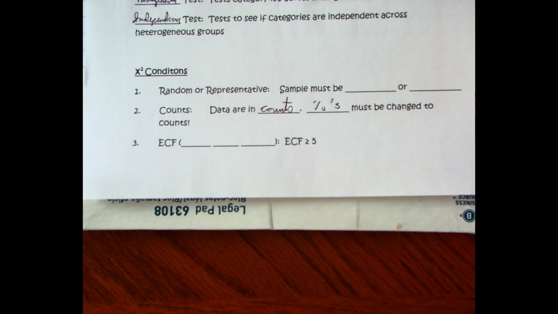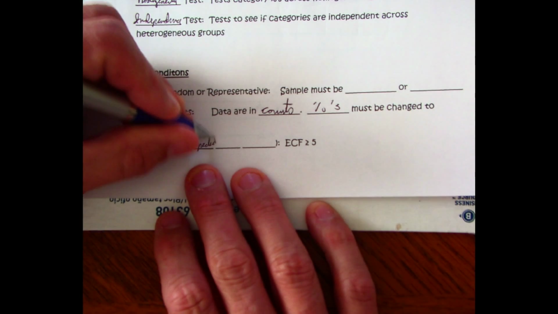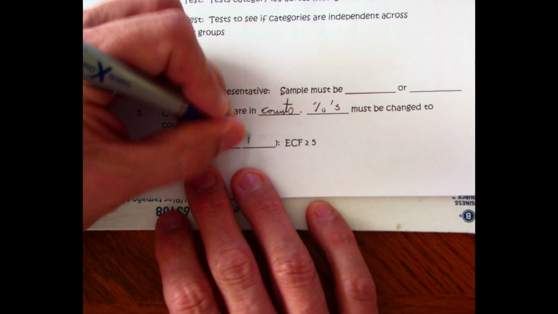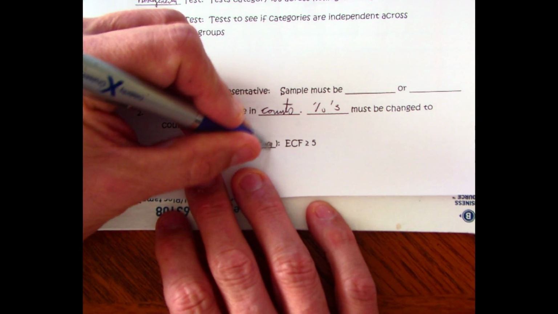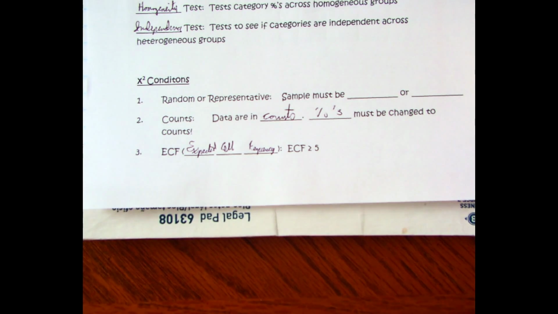Okay, and the last thing is this ECF, expected cell frequency. Those must be greater than 5, and basically I'll show you how to get the expected cell frequencies when we're going through the problems. So that's just a condition we're going to keep in the back of our minds right now, and as we go through the problems, I'll show you how to calculate those.